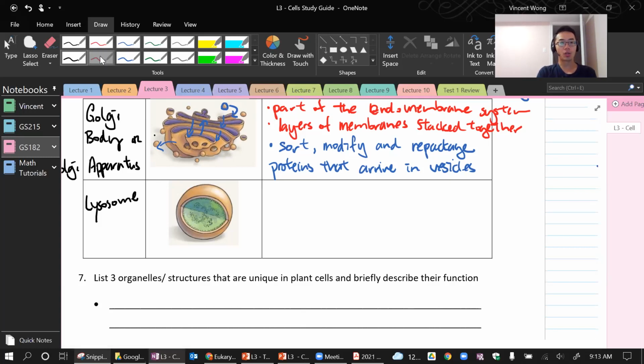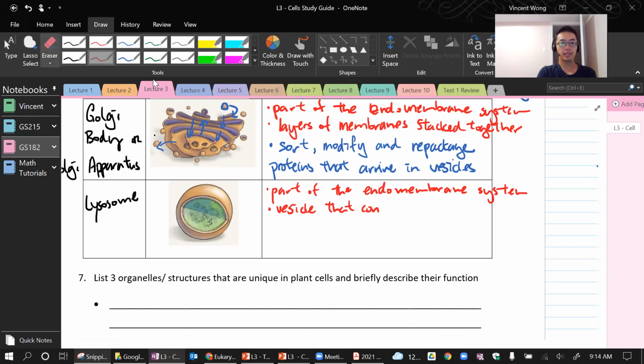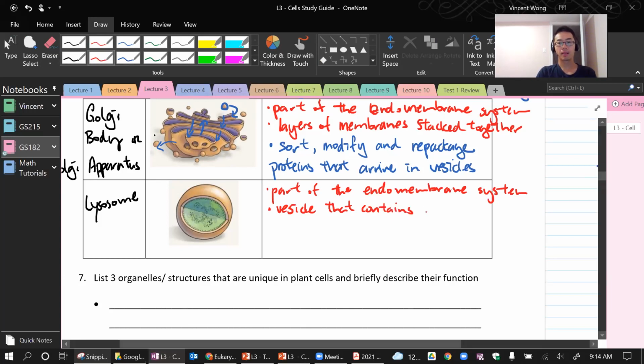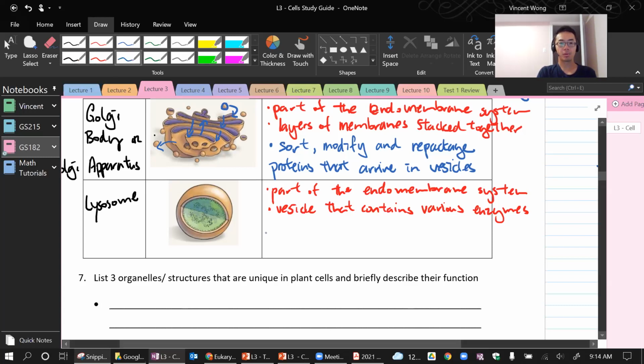Okay. So also part of the endomembrane system. You must be sick of writing this line now. Part of the endomembrane system. Okay. And it is a vesicle that contains various enzymes. Okay, so lots and lots of enzymes. What does it do? Well, a lot of things actually.